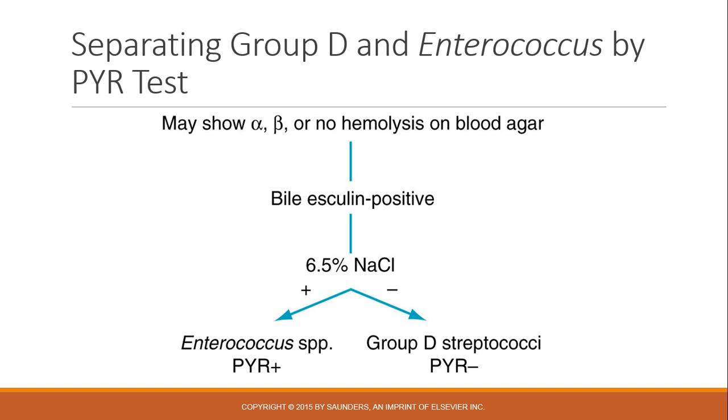What could I do? You can either do the sodium chloride test or you can do the PYR test. So Enterococcus is going to be positive for those. Group D is negative. Notice group D is negative for all these tests, so it's on the right. Enterococcus is positive, so it's on the left. So if I forget which one's PYR positive or which one's sodium chloride positive, if I can remember where they are on my flow chart, I can remember what those reactions are.